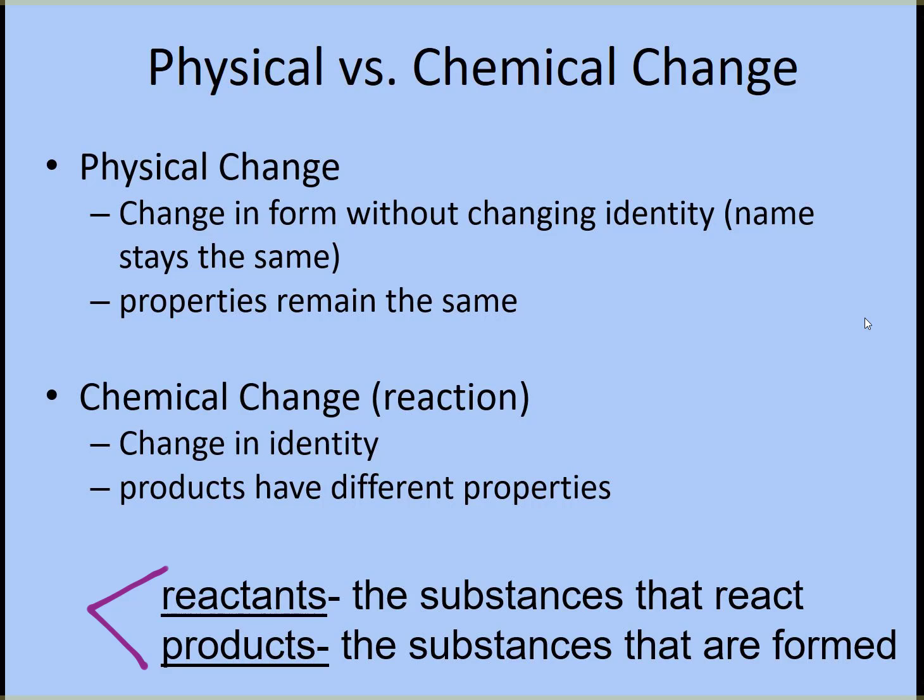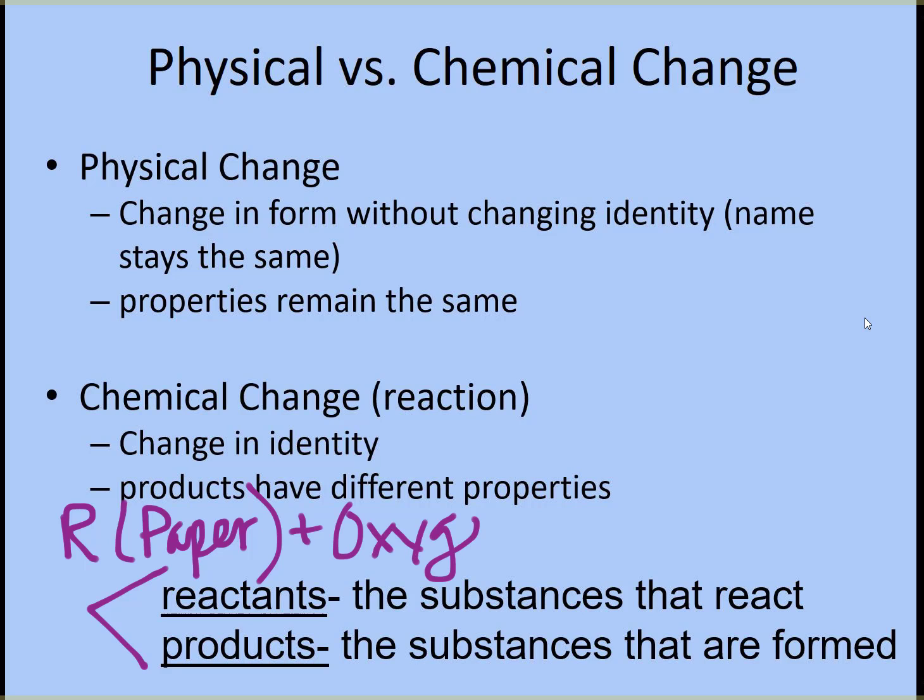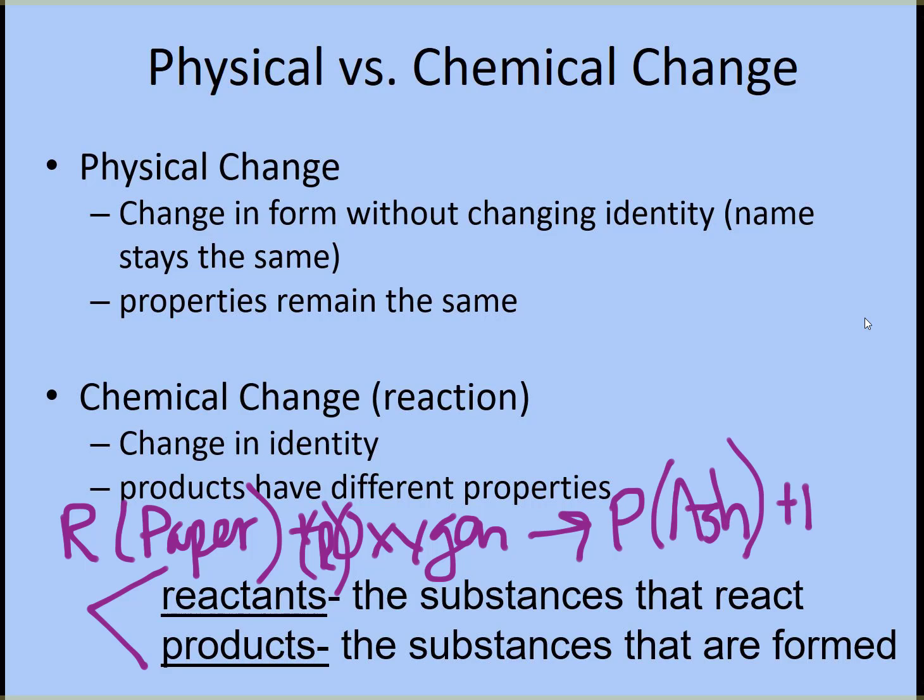So let's say I take my reactants and I'm going to say it's my piece of paper. And let's say I take that paper and I light it on fire, so I combine it with oxygen, which is also a reactant. Then I'm going to get my products. My products is going to be ash, and I'm just going to say smoke.